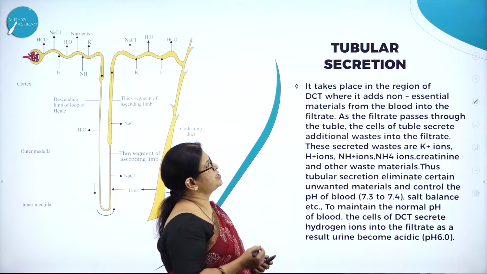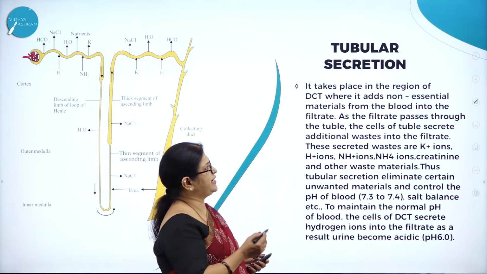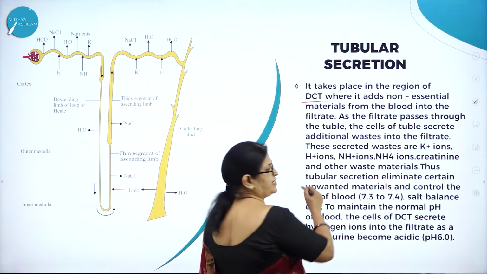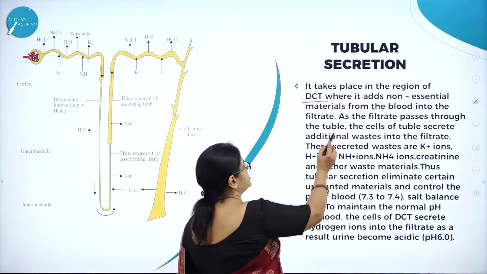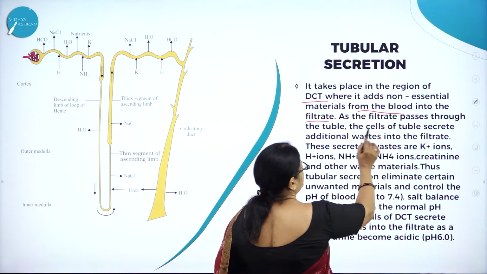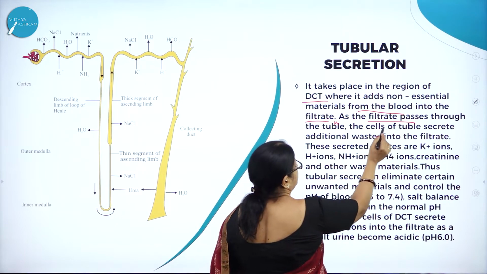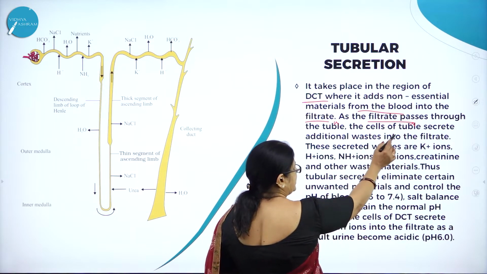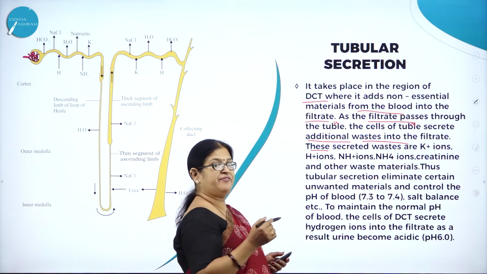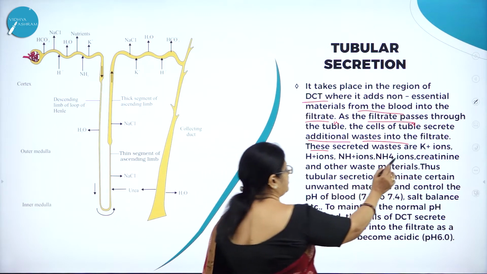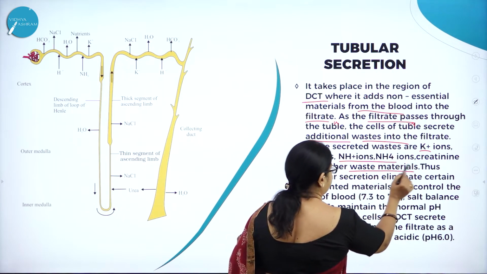So what is the process of tubular secretion? As we have already studied, it takes place in the region of the DCT, that is the distal convoluted tubule, where it adds non-essential materials from the blood into the filtrate. As the filtrate passes through the tubule, the cells of the tubule secrete additional waste into the filtrate. So these secreted wastes are in the form of what? Potassium ions, hydrogen ions, ammonia ions, creatinine and other waste materials.